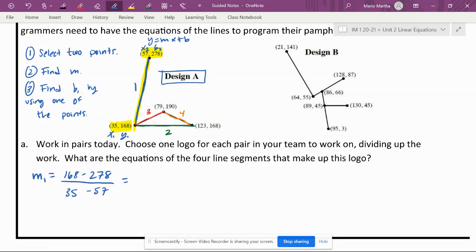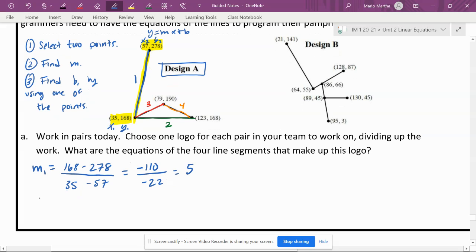So once we do that, that would give us our slope, which would be negative 110 divided by negative 22. A negative divided by a negative is a positive. 110 divided by 22 is positive 5. So we found our slope for that one, positive 5. So we have y equals 5x plus b.